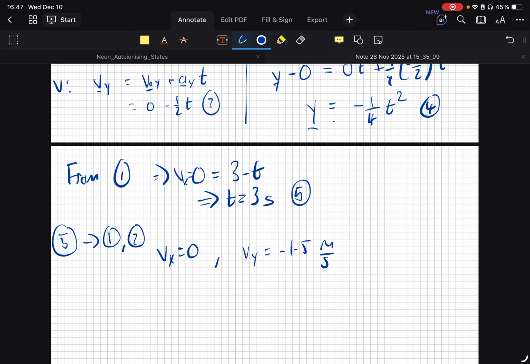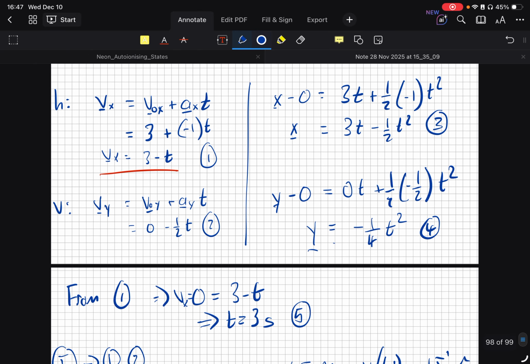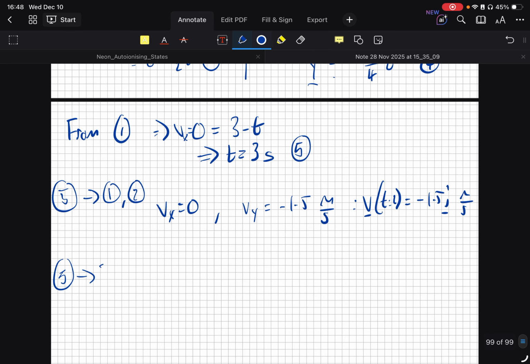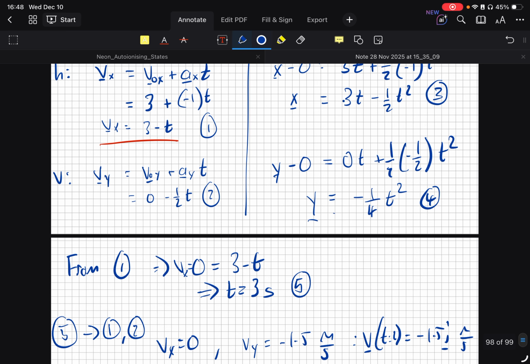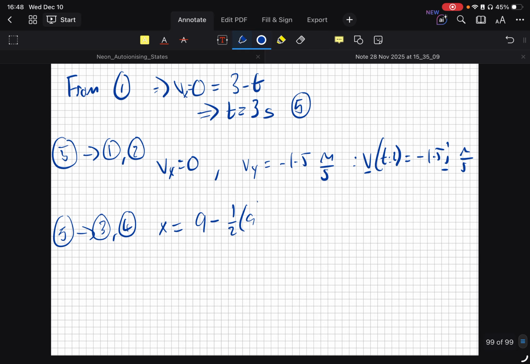So we can write down that velocity at that moment, t equals 3, is equal to minus 1.5 j meters per second, if we want to write that in vector form. Then to find the position at that moment in time, we again just substitute in our value of t into equations 3 and 4. So let's substitute 5 into equations 3 and 4. When we do that, we get x equal to, substituting in t equals 3 here, 3 times 3, which is 9, minus a half t squared, which is a half times 9. So we get 9 minus a half of 9, which is just 4.5 meters in the x direction.